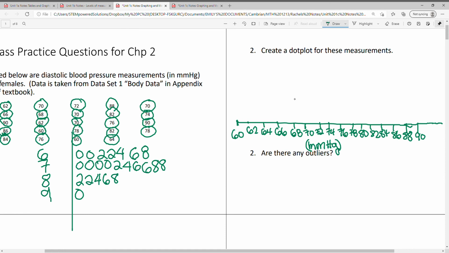From the stem and leaf plot, we can readily read that there are two 60s, so we're going to put 2 dots above the 60. 62 gets 2 dots. 66 gets 1 dot. 68 gets 1 dot. 70 gets 4 dots, because there are 4 people with the diastolic blood pressure of 70 millimeters of mercury. How about 72? There's only 1. 74, 76, there are 2 dots. 78, there are 2 dots as well.